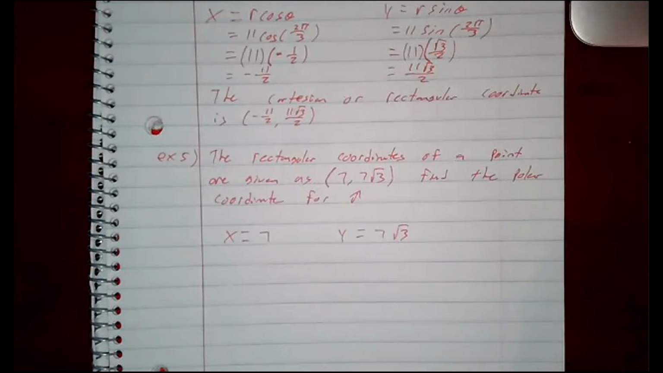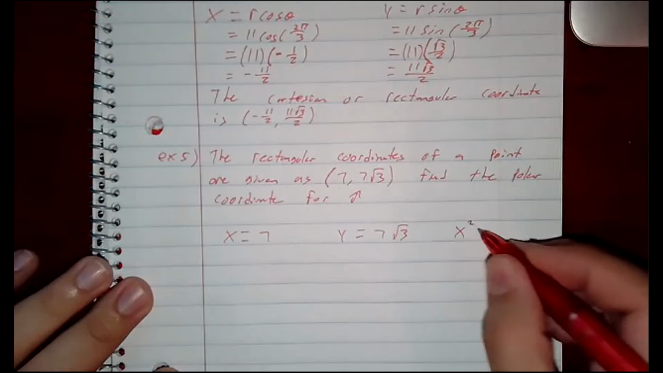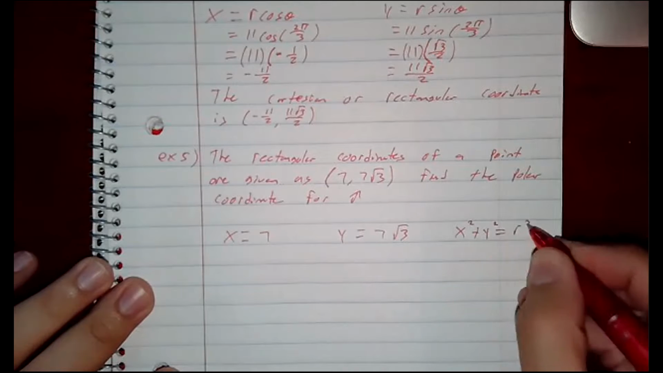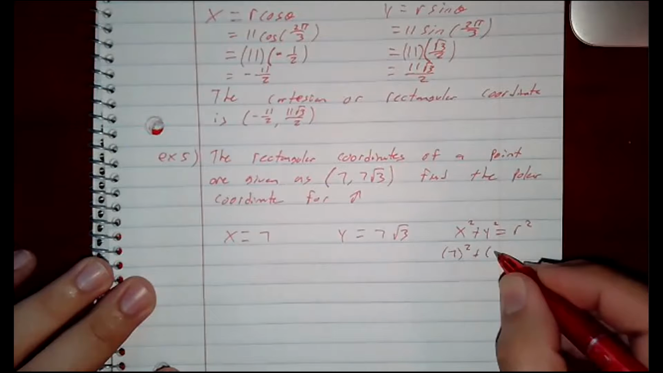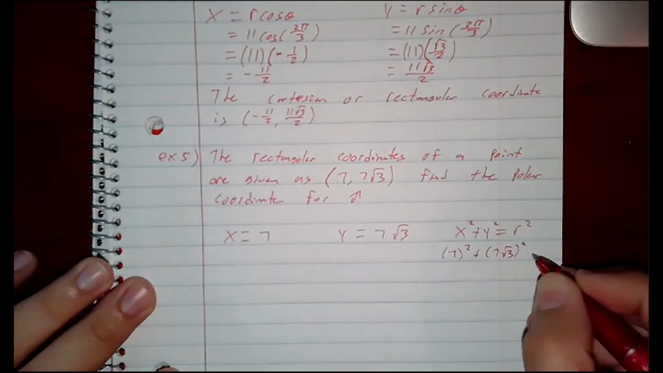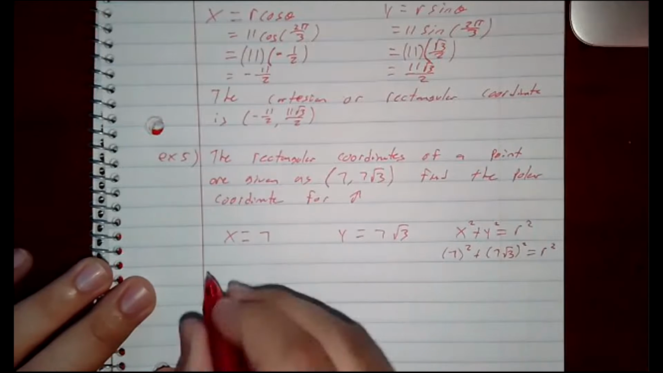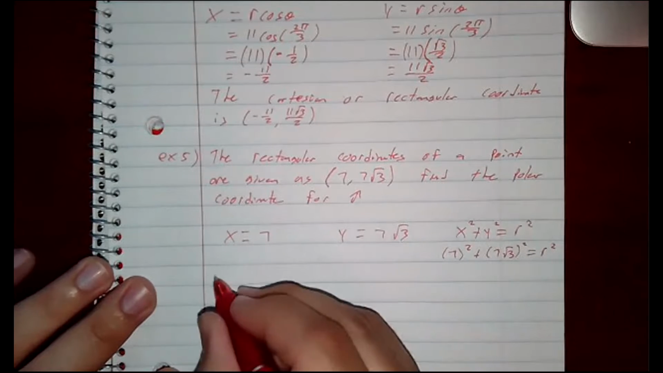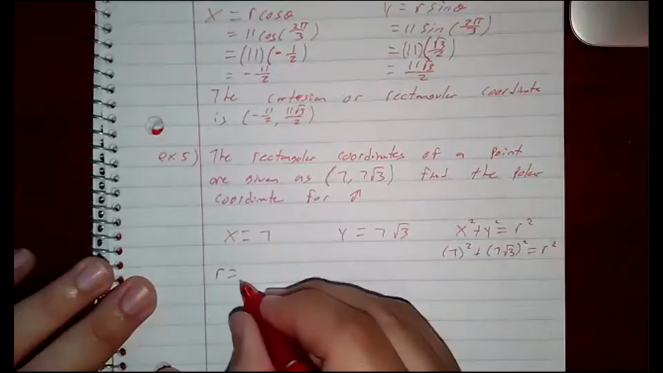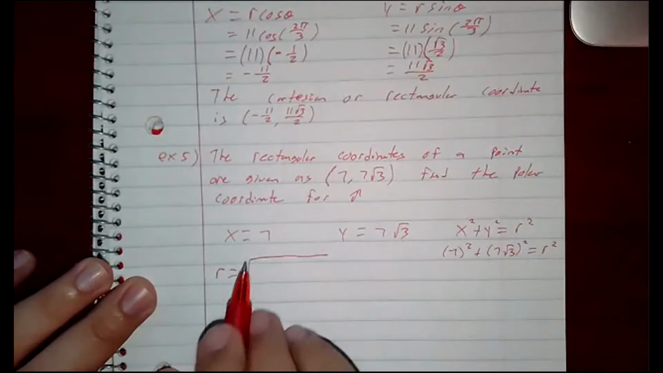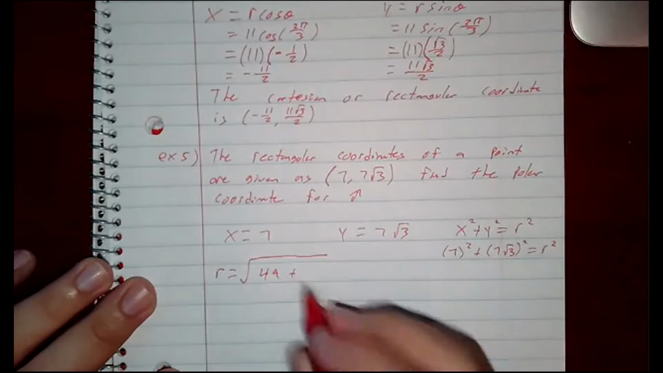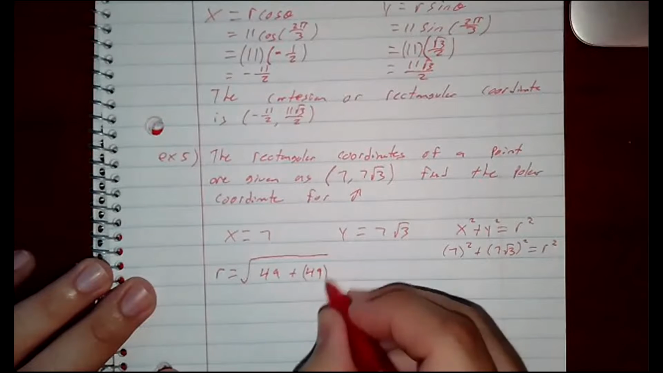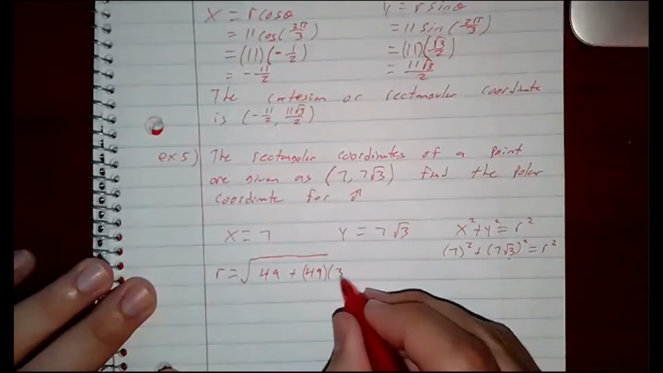Well, we do have a formula, right? We do know that x squared plus y squared is equal to r squared. So that would be 7 squared plus 7 root 3 squared equals r squared. Let's go ahead and do this over here because that looks messy. r would be equal to the square root of x squared plus this squared, which is going to be a 3.